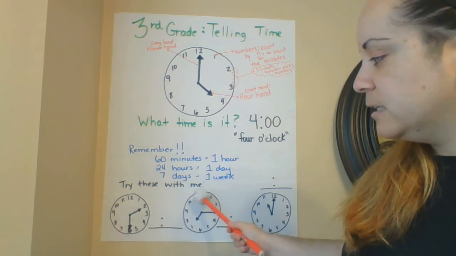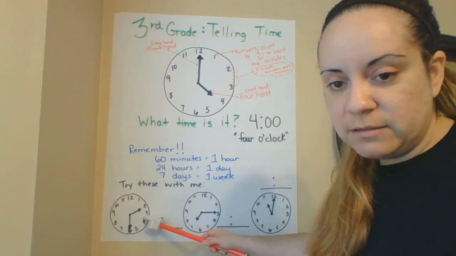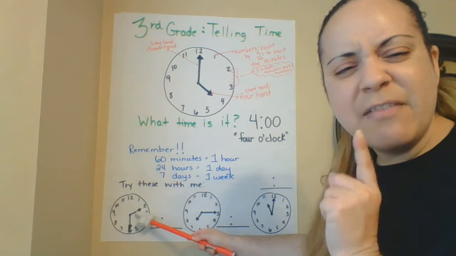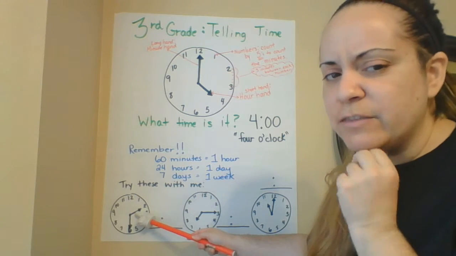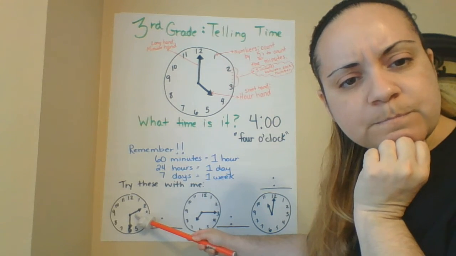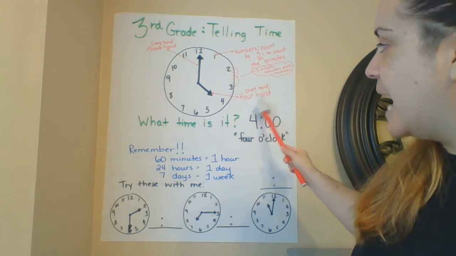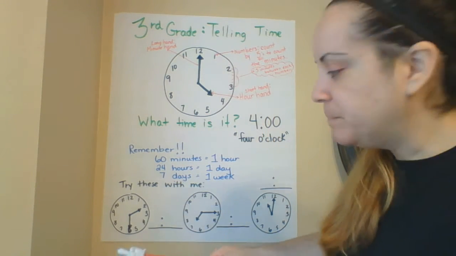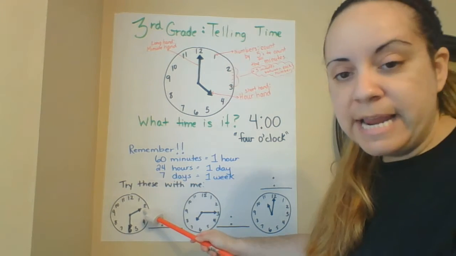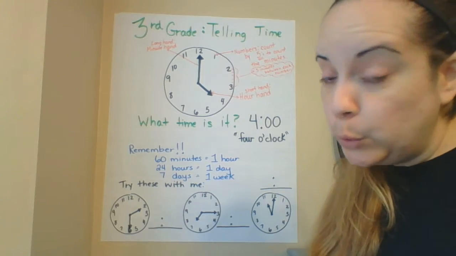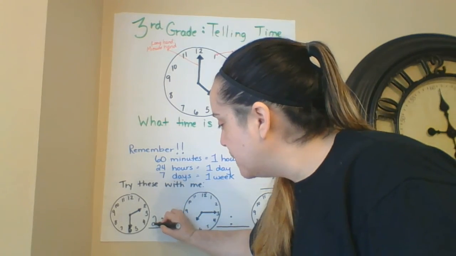Let's try these clocks with me. All right, let's look at this one. So my shorthand, is that the hour hand or the minute hand, the shorthand? You're right. If you look up here, the shorthand is the hour hand. Good job. So my hour hand is pointing to the 2. So I know that it's going to be 2. I'm going to put my 2 here.